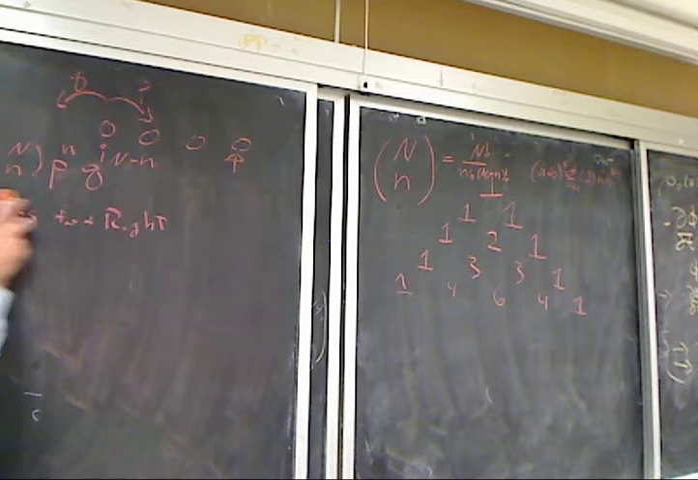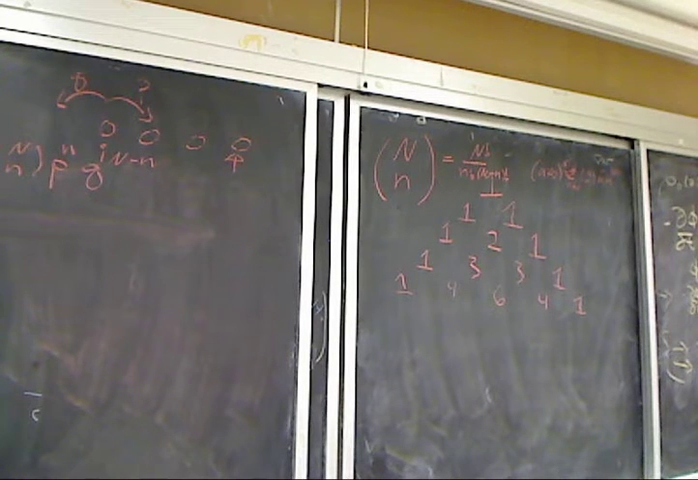So what we want to ask is, how many steps have I gone? What is the expectation value of little n? How many steps have I gone to the right? So we're going to ask about the expectation value of n.